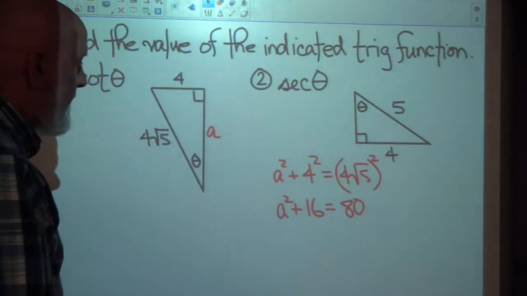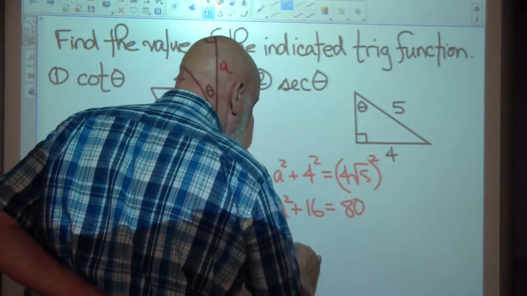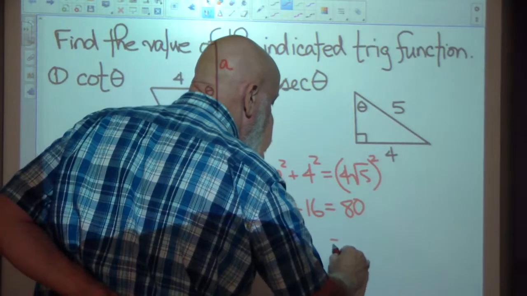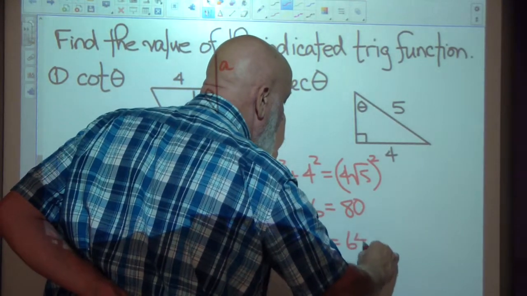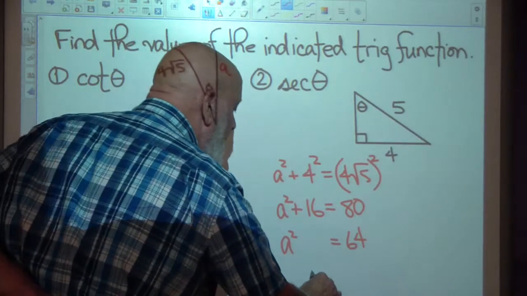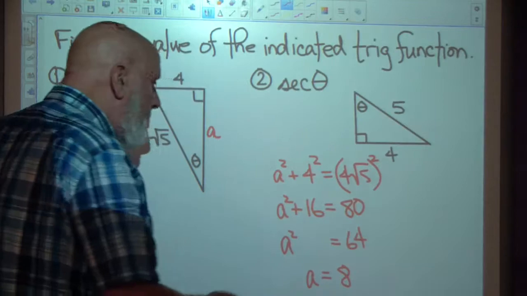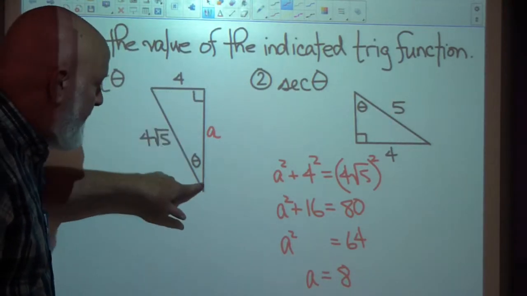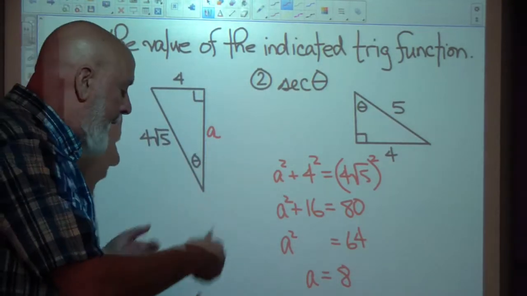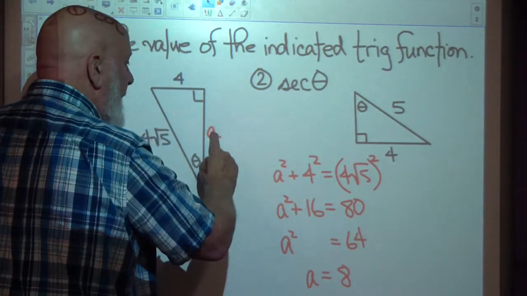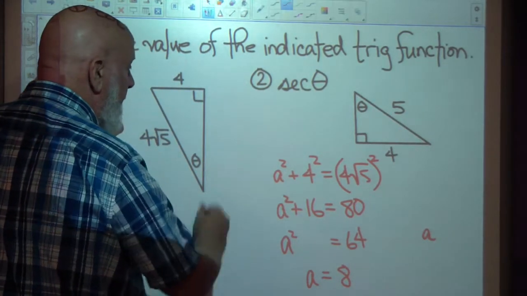Alrighty, subtracting 16 from both sides, a squared is equal to 64. Take the square root of both sides, a will equal plus or minus 8. And because we're looking for the length of a side of a triangle, we're going to ignore the negative root and say that this is 8, if I haven't made any mistakes.